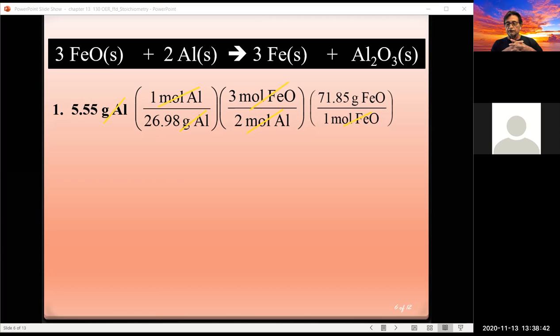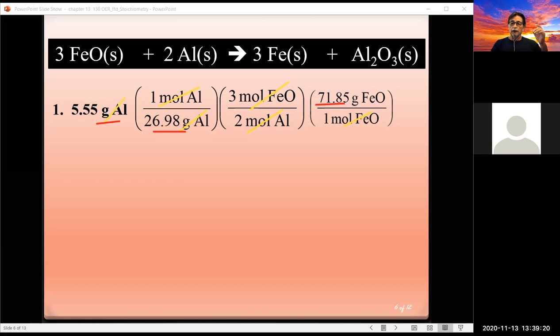So you might notice something here. When I start off with grams and I want to get to moles, I divide by the molar mass. Once I'm in moles and I want to get to grams, guess what? I multiply by the molar mass. So if I'm in grams and want to get to moles, I divide by the molar mass. If I'm in moles and want to get to grams, I multiply by the molar mass. And you can see that by my units if they're set up properly.